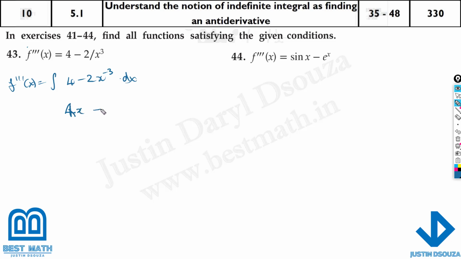It's going to be 4x minus x raised to minus 2, because we add 1, isn't it? Minus 2 by minus 2 plus c1. Again, we have 4x power 2 by 2. This minus 2 cancels, so it'll be just plus x. No, let me write it over here. x^(-1) divided by minus 2 times minus 1. Why? Because whatever is the answer, I write it down. And over here it's x plus c2.